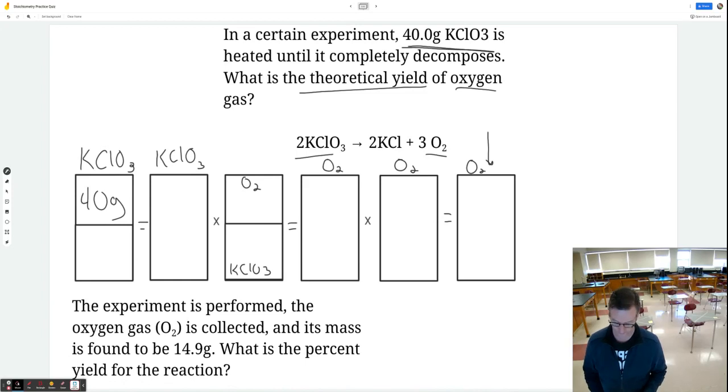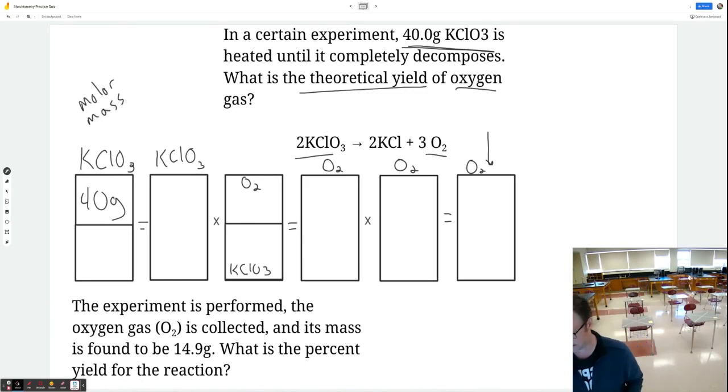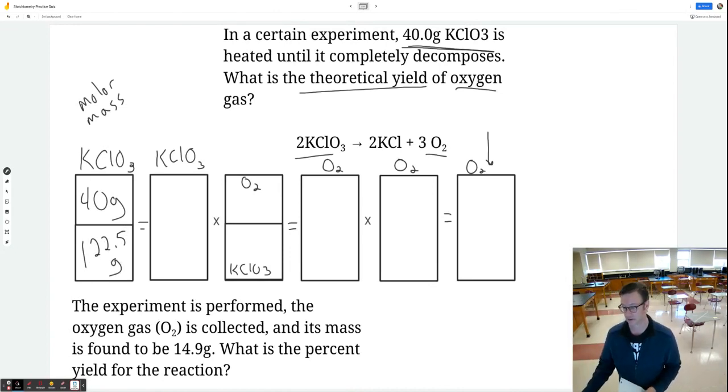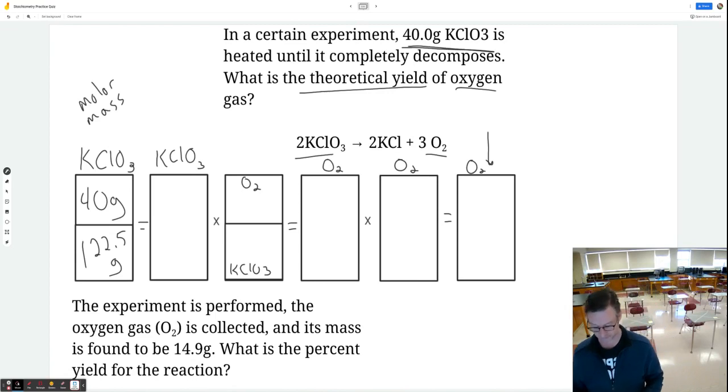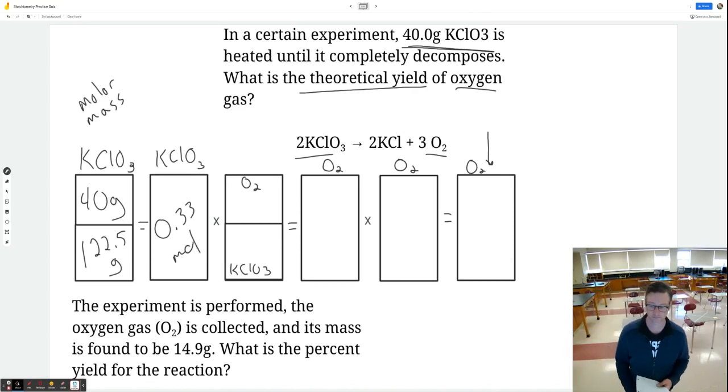We were given 40 grams of potassium chlorate. On the bottom of this box, we need the molar mass because we're converting grams to moles. That's the first step. Look it up on the periodic table. Potassium plus chlorine plus 3 oxygens, because it's O3, gives us a total of 122.5 grams. So a mole is 122.5. We have 40, so we're going to have roughly a third. And actually rounded, it comes out to exactly a third of a mole of potassium chlorate.